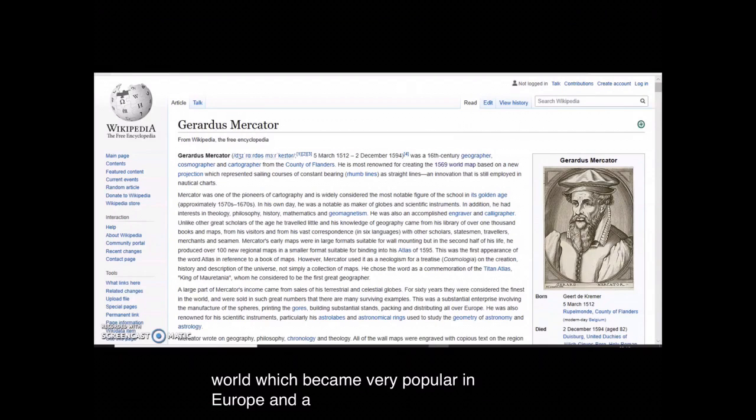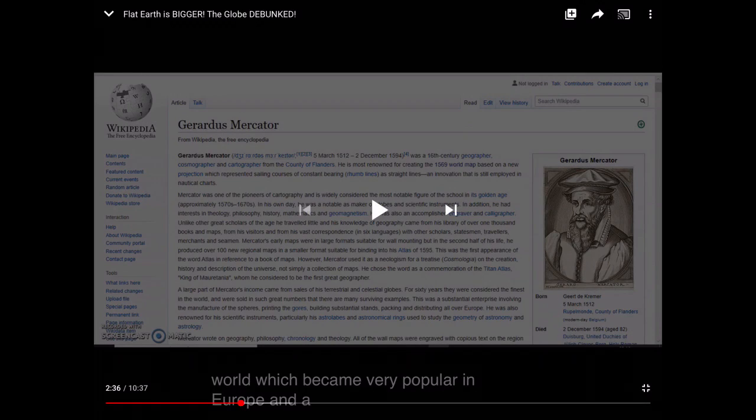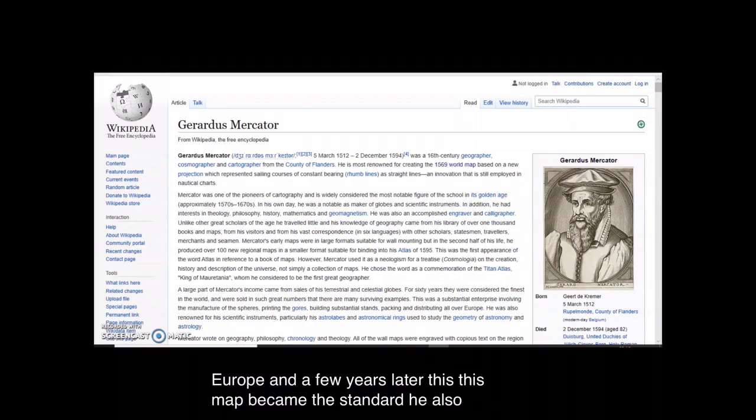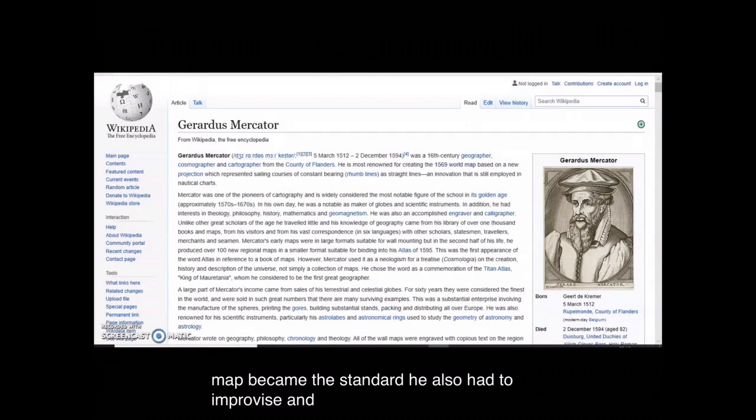What wrong points are you going to make? I'm literally embracing, because that's what flat earthers do. They spit out straight facts, and they just transcend into not facts. And a few years later, this map became the standard. He also had to improvise. Yeah, it became the standard.